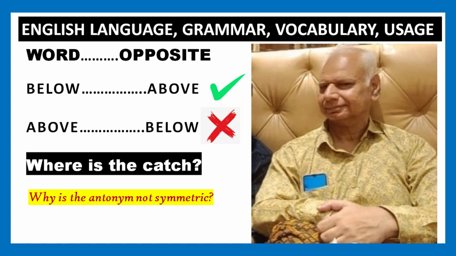Where is the catch? And why is the antonym not symmetric? In all other cases, you get symmetric. Opposites are symmetric. If good opposite is bad, then bad opposite is good. But here, below opposite is above always, but above opposite is not below always. Let us see where the catch lies.